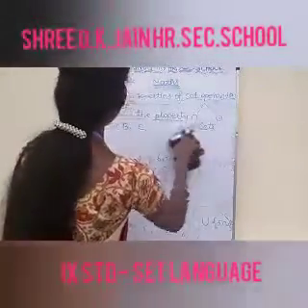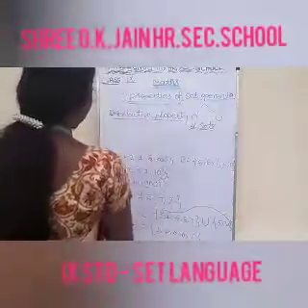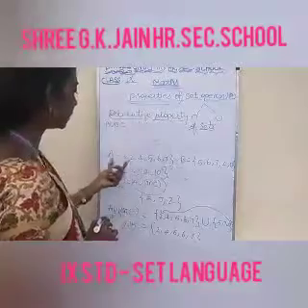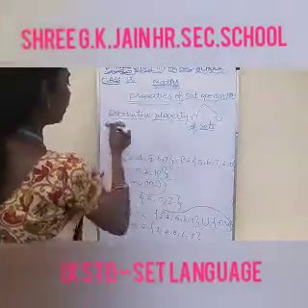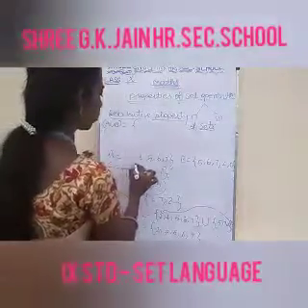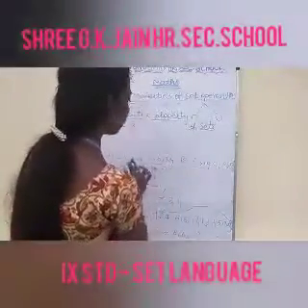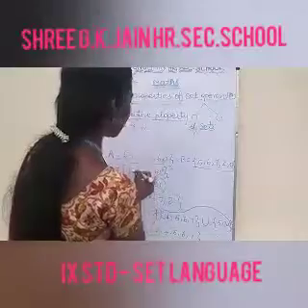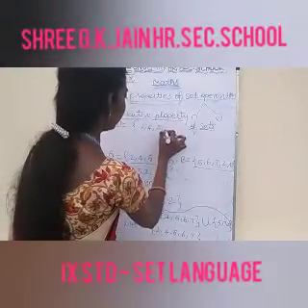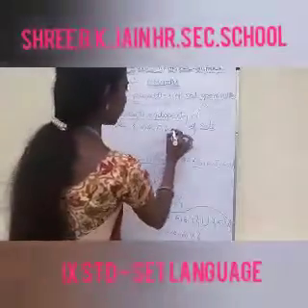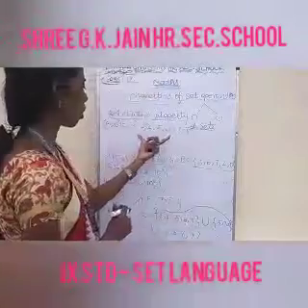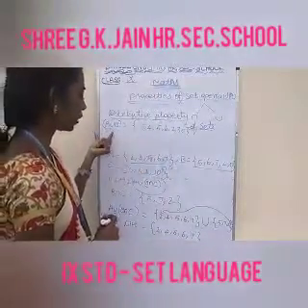A union B intersection A union C. First, A union B. A union B means, as you already know, students, all the elements of A and B. So, all the elements: 2, 4, 6, 5, 6, 2, 7, 0. This is all the elements joining A and B.